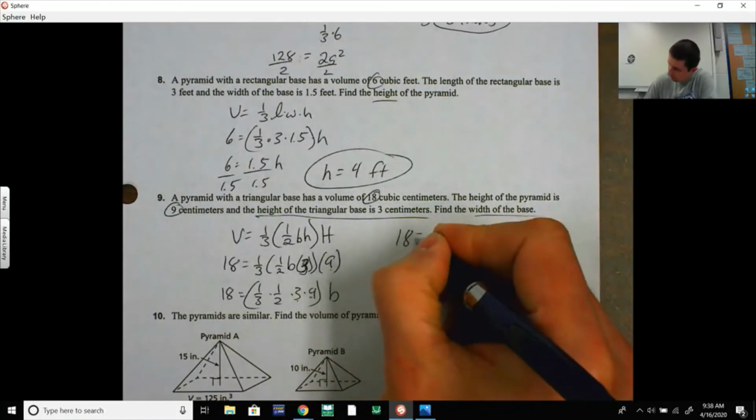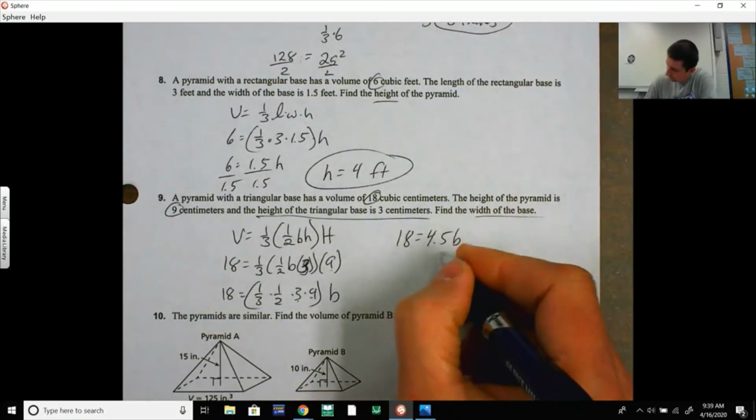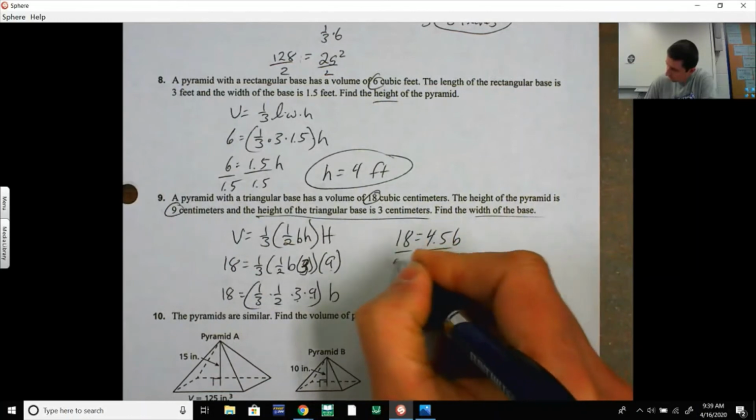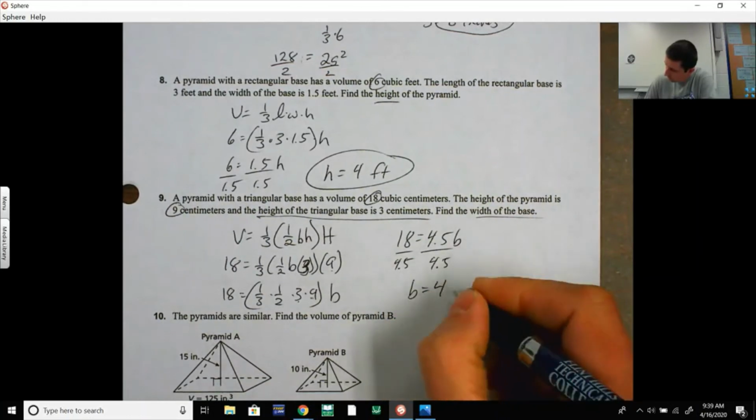So 18 equals 4.5b. Divide by 4.5, and that'd be 4. So b equals 4 centimeters.